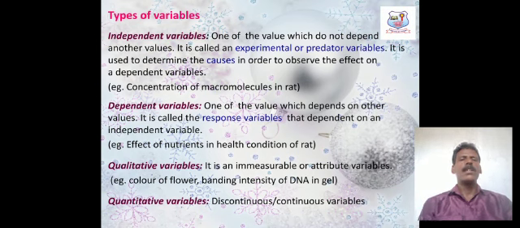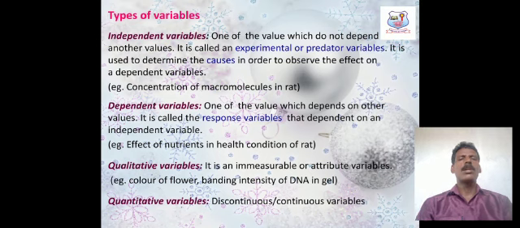For example, the effect of nutrients on the health condition of a rat. So the nutrient level is necessary for the improvement of the health of the rat. Here the data are highly dependent.